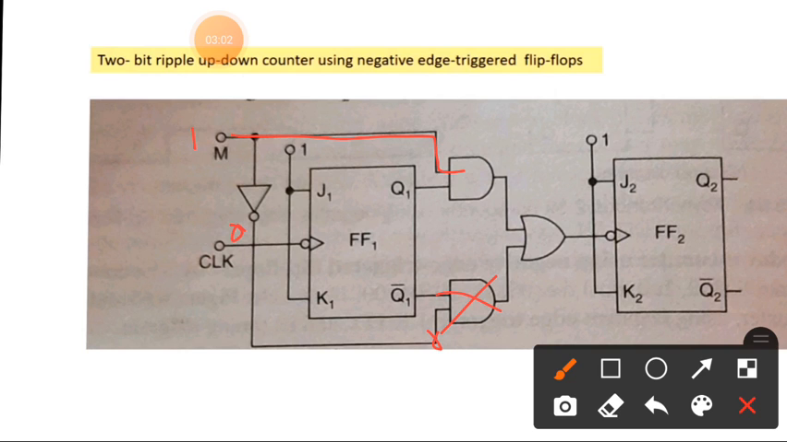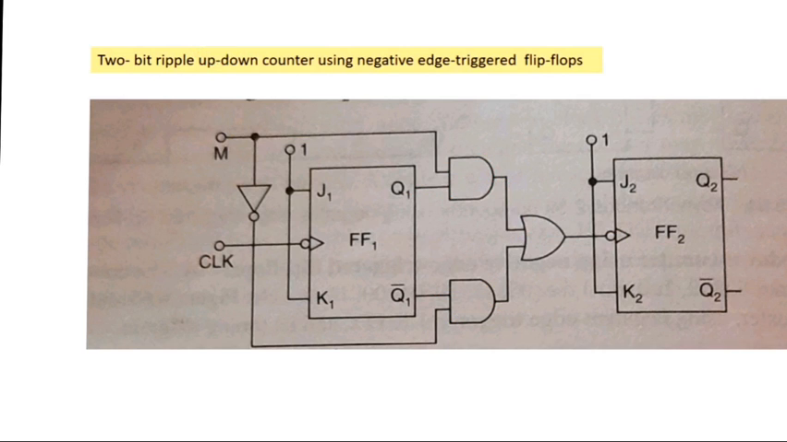So the first flip-flop output Q1 is connected with this gate, and it is given to the clock input of flip-flop 2. So this is upward counting. The upward counting process takes place.